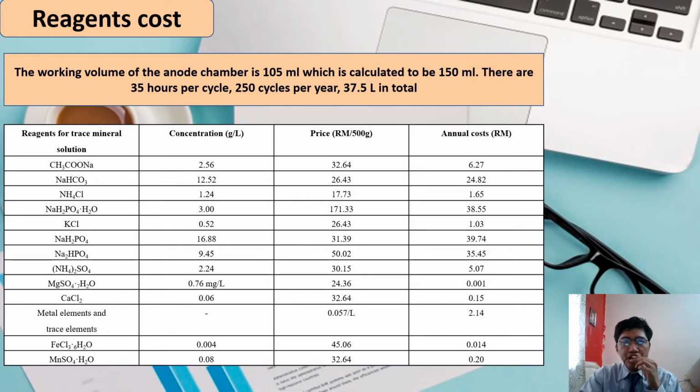Moving on now to the reagent costs. These are the reagent costs for making the trace mineral solutions. The working volume of the anode chamber is 105 ml, which is calculated to be 150 ml. There are 35 hours per cycle, 250 cycles per year, 37.5 liters in total. So the calculation shown is based on the calculation I mentioned just now.